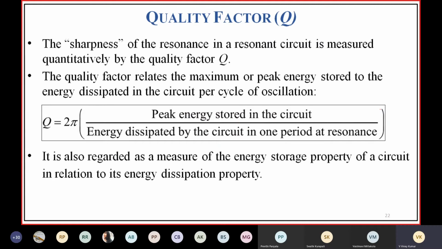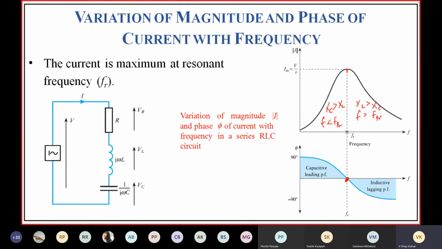So coming to quality factor, this indicates the sharpness of the resonance curve. Let me draw the curve like this. A curve like this has a low quality factor. A sharp resonance curve like this has a higher quality factor when compared to this curve.